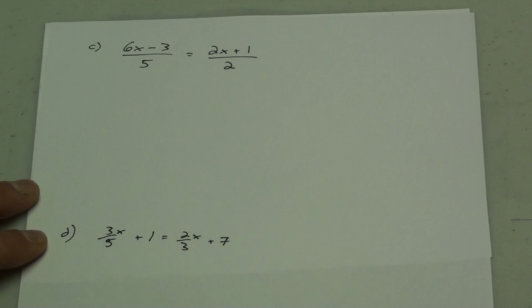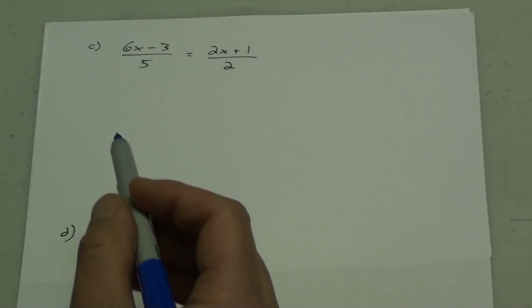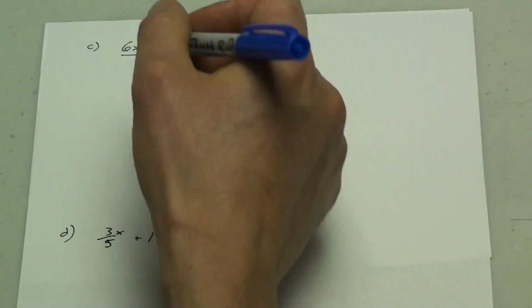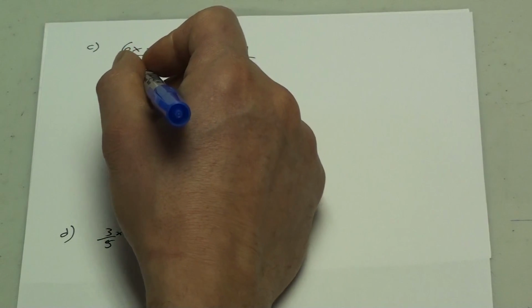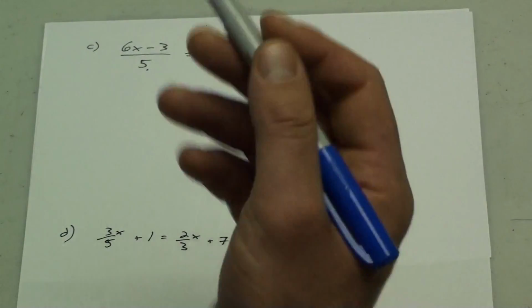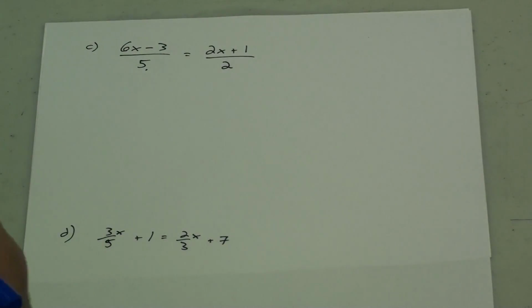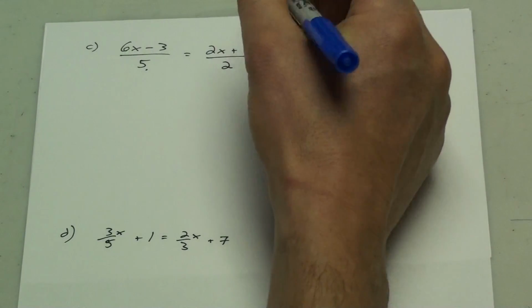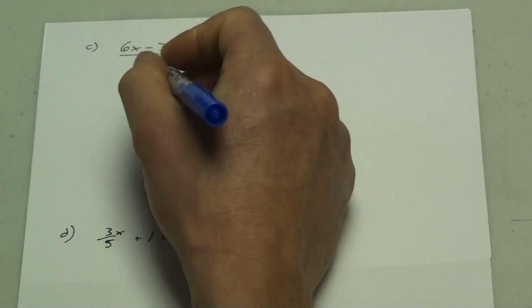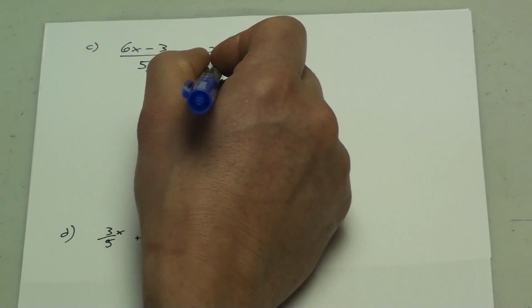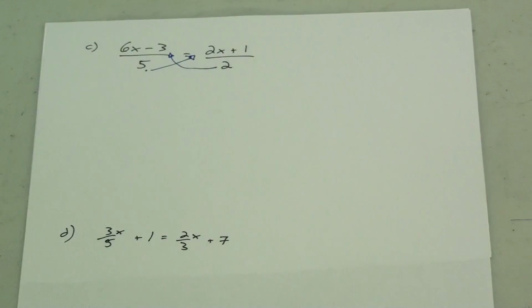Here I have one fraction equal to another fraction. Now, a fraction means you're dividing, so I need to do the opposite, which is multiplying. So I want to multiply both sides by 5, and I'll multiply both sides by the 2. And when I do so, I know that certain things are going to cancel out. Really what's going to end up happening is this 5 is going to get multiplied over to this side, and this 2 is going to get multiplied over to the other side.